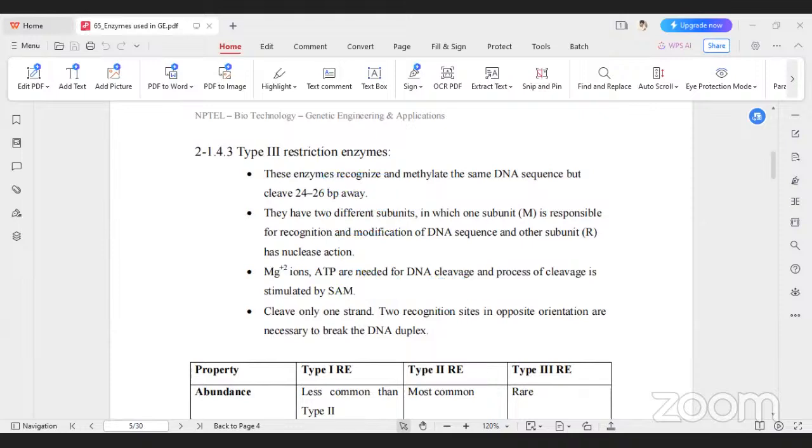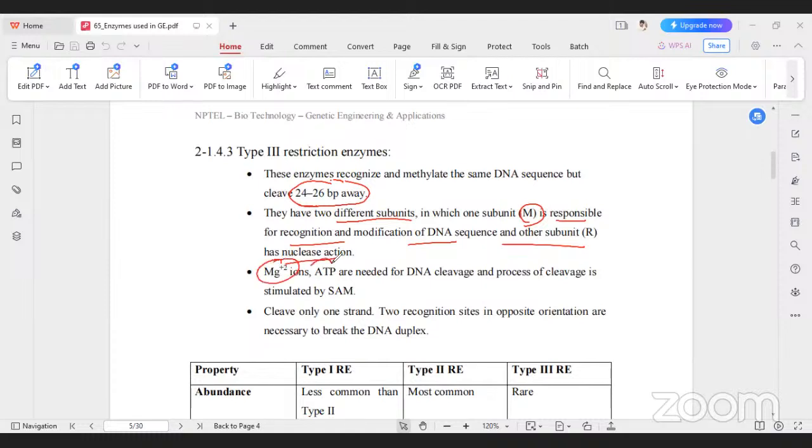These recognize the same recognition sequence, like the first one, and methylase. The same DNA sequence, but they cleave 24 to 26 base pairs away. They have two different subunits. M is responsible for recognition and modification of DNA. The other, R, is for nuclease action.